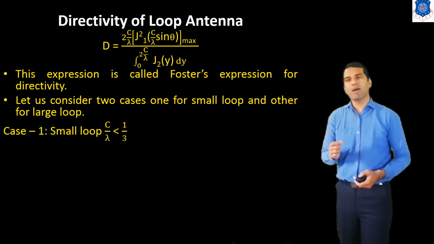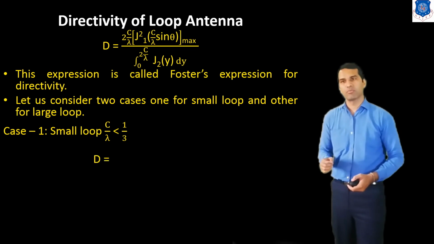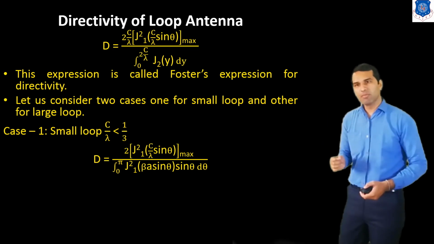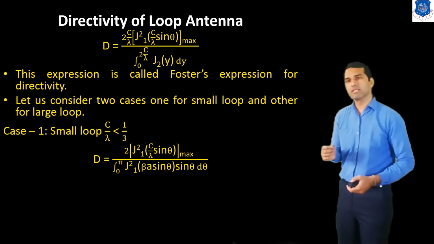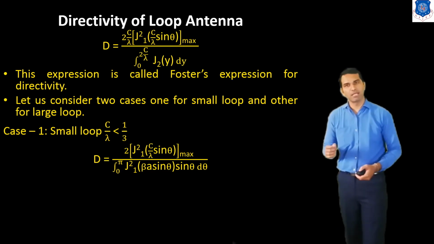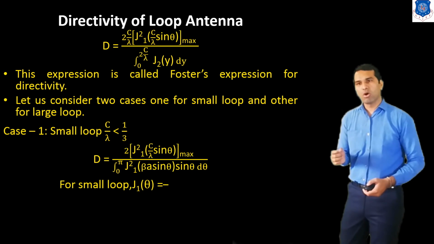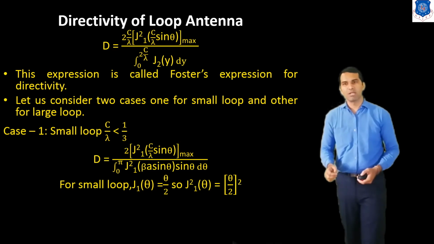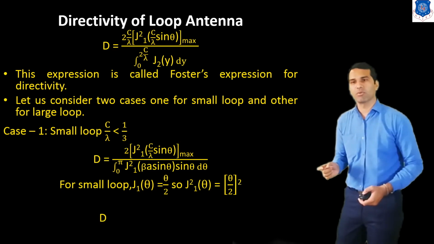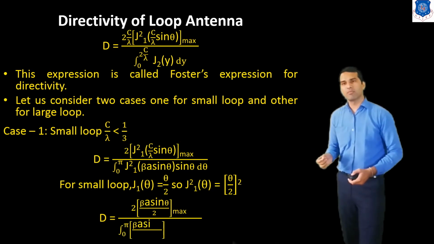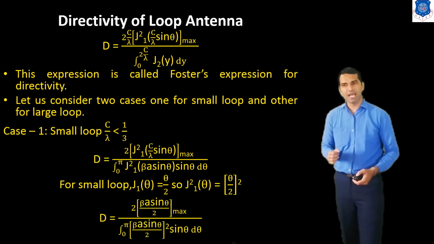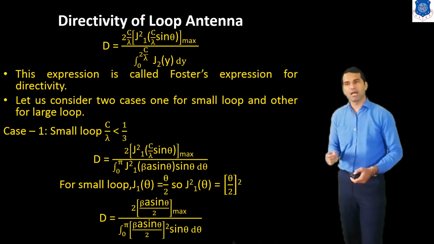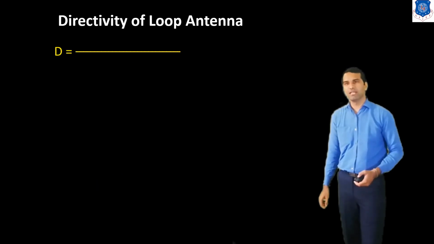Now, the first case is for the small loop. For the small loop, C by lambda is less than 1 by 3. So the equation becomes D is equal to 2 J1 square C by lambda sin theta maximum, 0 to pi J1 square beta A sin theta into sin theta d theta. For the small loop, J1 theta is equal to theta by 2. So we can write that J1 square theta is equal to theta by 2 whole square. So the directivity becomes D is equal to 2 beta A sin theta by 2, maximum value, 0 to pi beta A sin theta by 2 square sin theta into d theta.